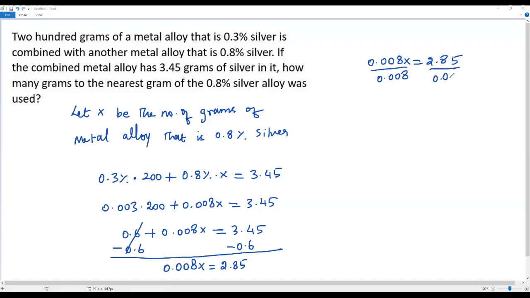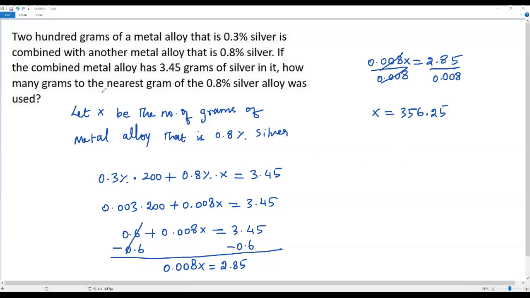Now I divide both sides by 0.008. The 0.008 cancels out. x equals, when I divide 2.85 by 0.008, I get 356.25. Already we know that x represents the weight, or the number of grams, of the second metal alloy, which is 0.8 percent silver. So that's what we actually have to find.